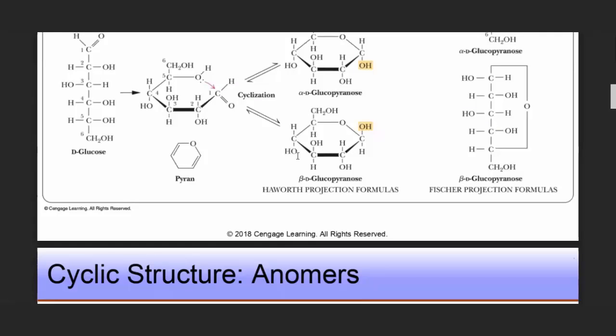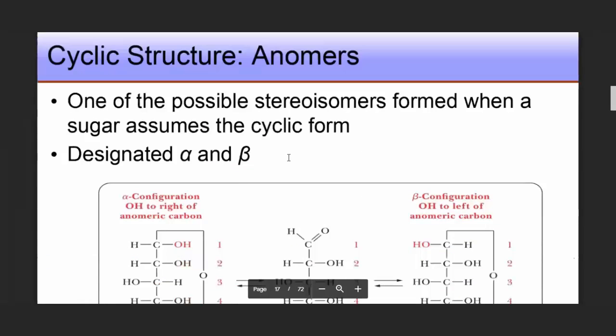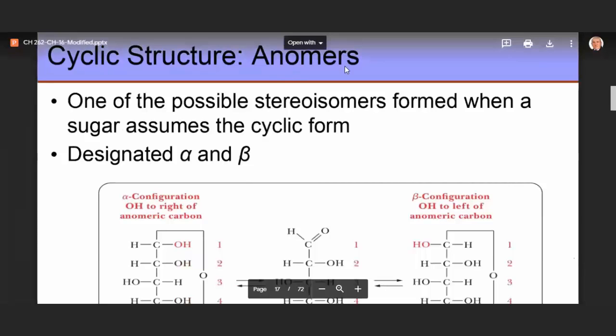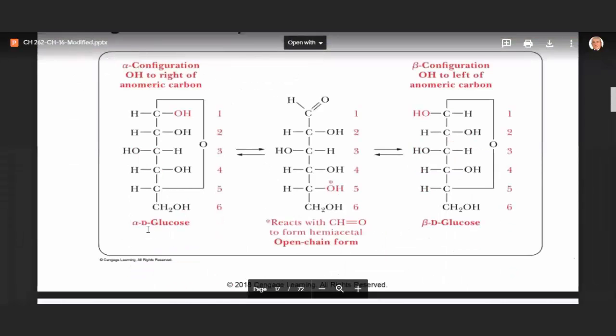Now what is the relationship between alpha and beta? They are called anomers. So what are anomers? They are one of the possible stereoisomers formed when a sugar assumes the cyclic form, designated alpha and beta. And here, this is alpha, this is beta. What is the relation between them? They are called anomers.